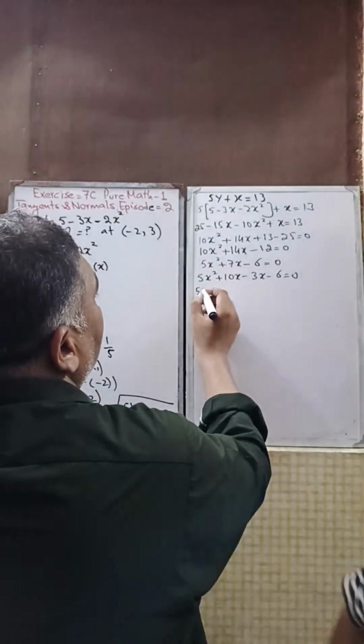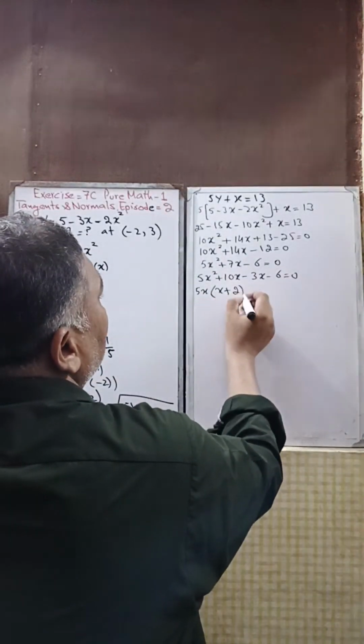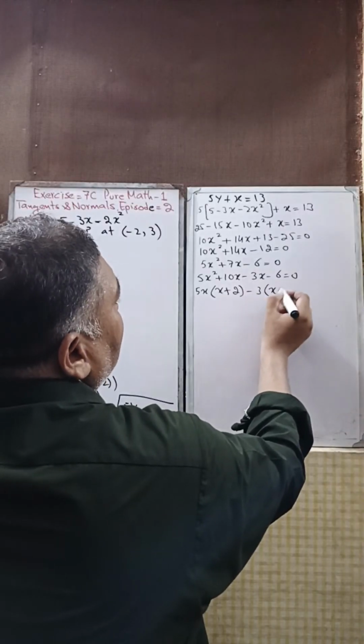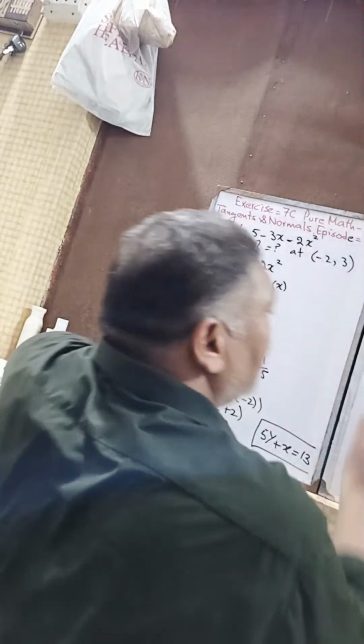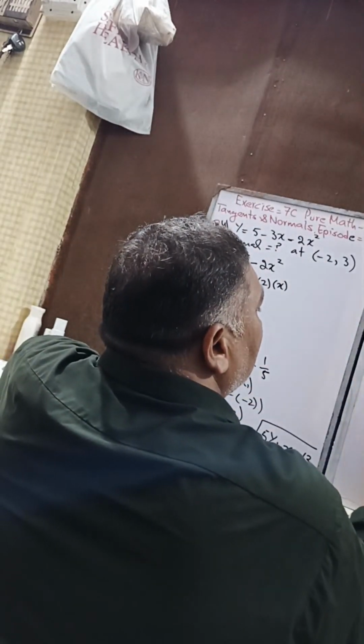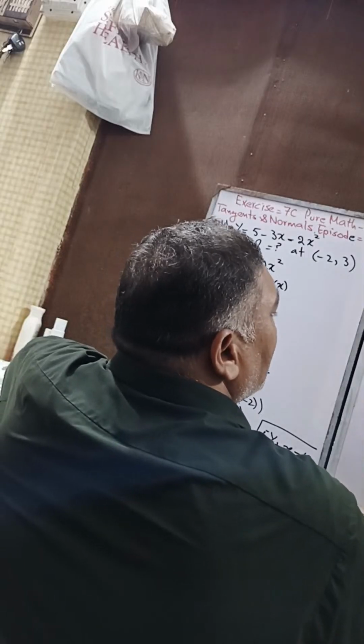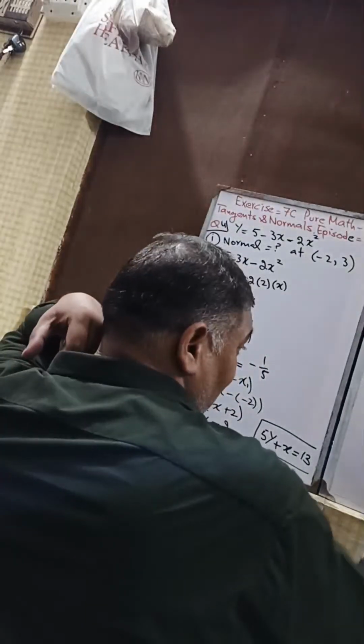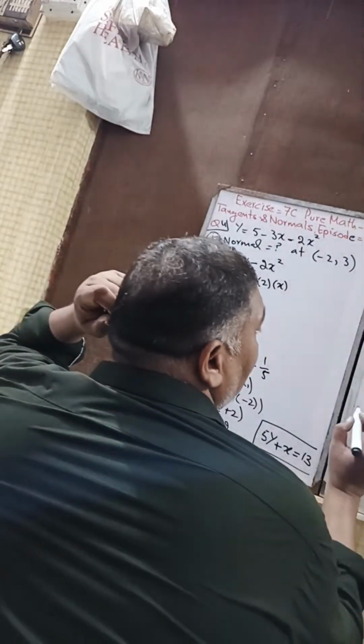So I will take 5x common, x plus 2 minus 3 common, and x plus 2 equals to 0. So I will take x plus 2 common and 5x minus 3 equal to 0. So we will have x plus 2 equal to 0, x is equal to minus 2, 5x minus 3 equal to 0, 5x is equal to 3, x will be equal to 3 by 5. So I got the two values of the x, then I will put this value into the 5y.